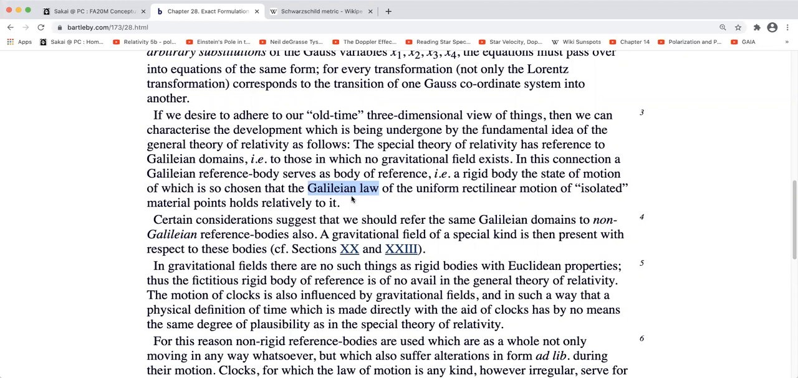So again, Galilean law refers to Newton's first law, or law of inertia. And he talks about Galilean domains. He's talking about inertial frames where you have Newton's first law holding. So I think that's all I wanted to mention there in section 28.